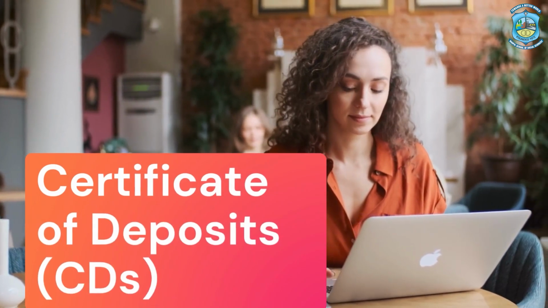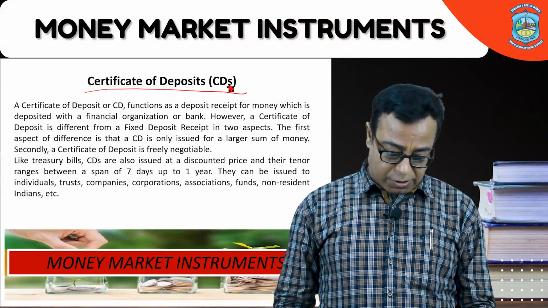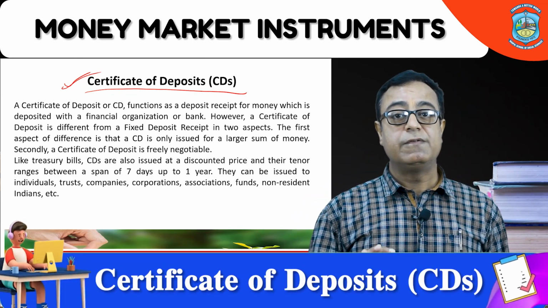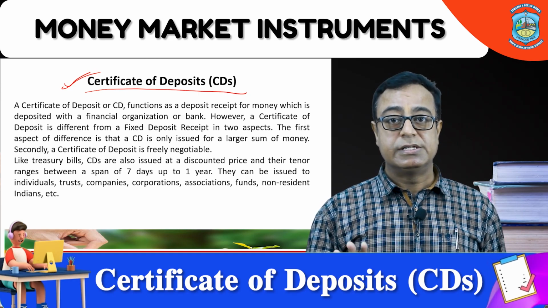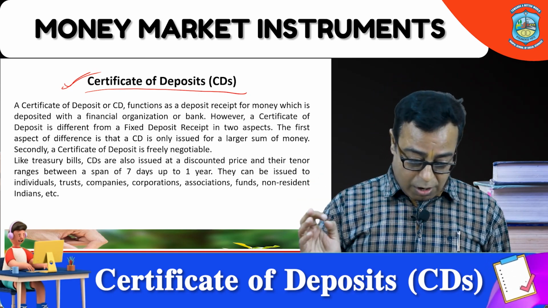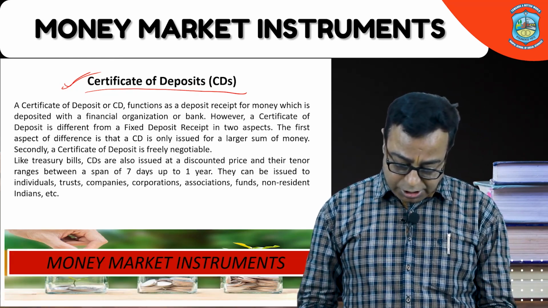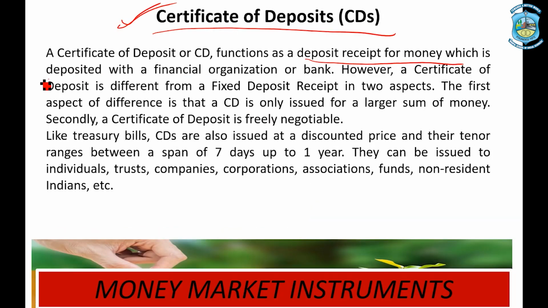Next, we have the certificate of deposit, CD. Now, first of all, certificate of deposit is different from the fixed deposit that is related with the bank and the public. Certificate of deposit is a particular deposit receipt for money which is deposited with the financial organization or generally a bank. Certificate of deposit is different from the fixed deposit. We have two major differences. First, the difference is CD is issued for a large sum of money.